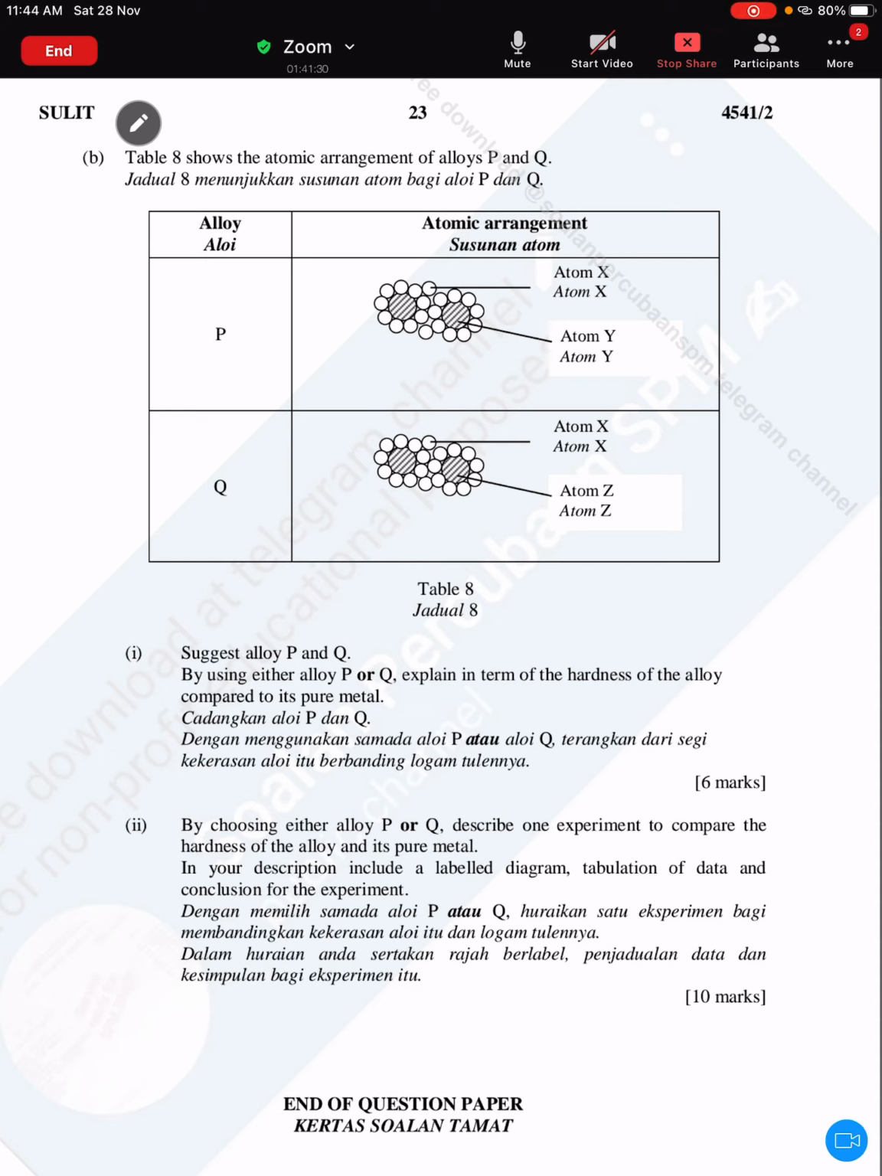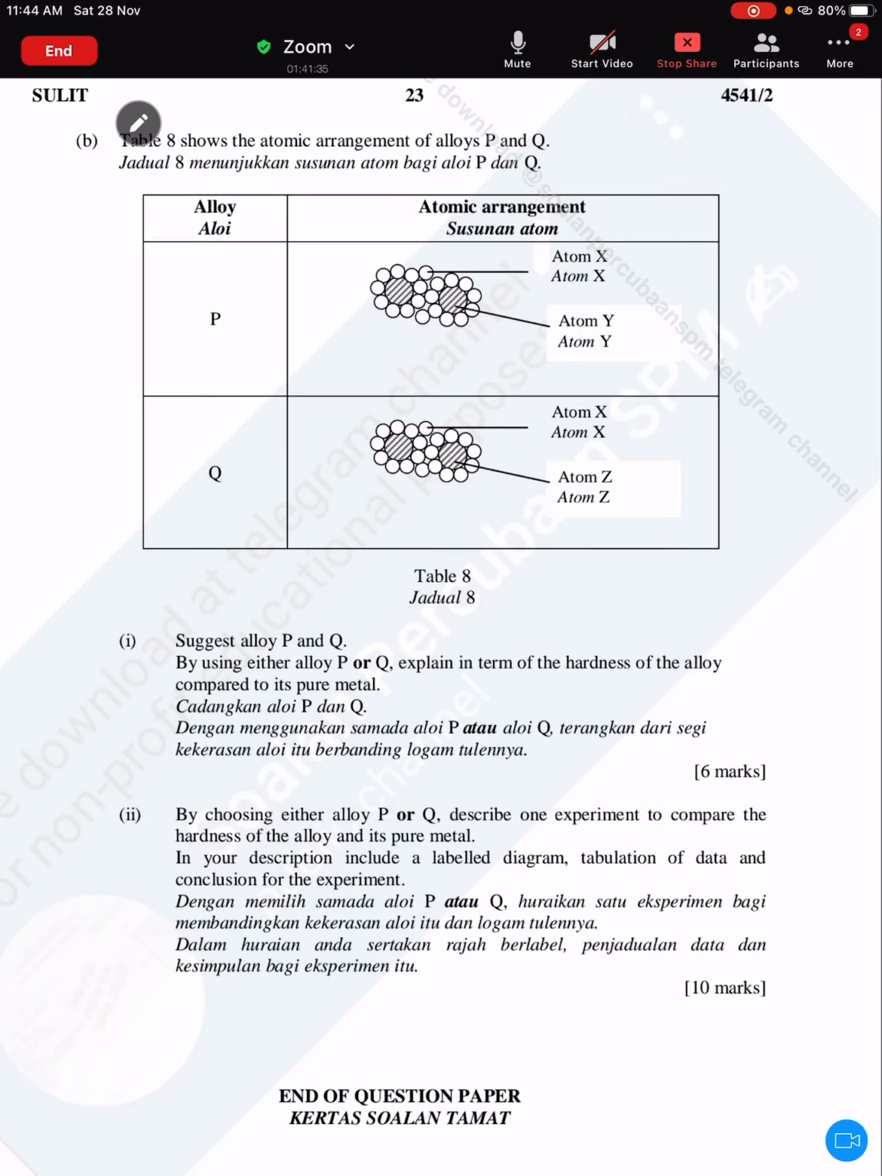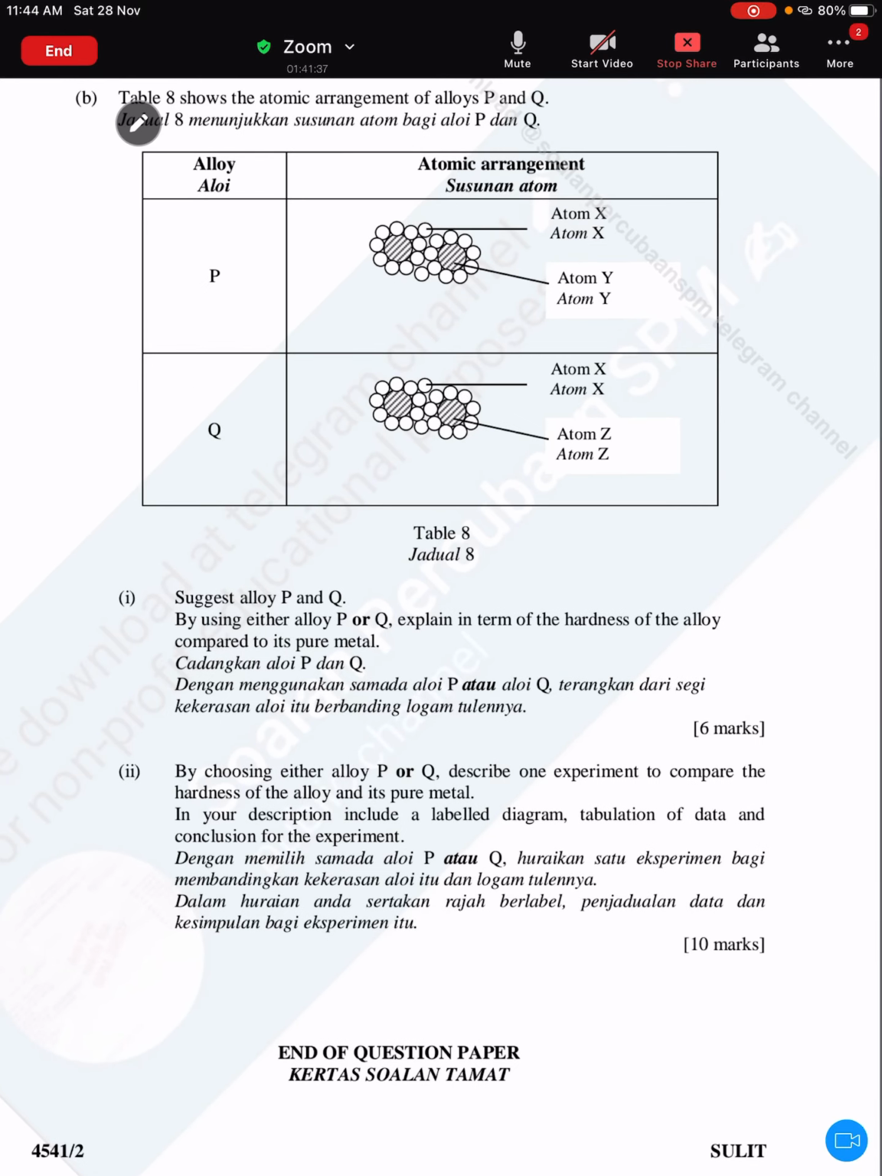So once you have the basic idea, now let's go to the question. Alloy. You have metal X and metal Y, and also metal X and metal Z. So the question is, suggest alloys P and Q. Suggest first. What are P and Q?